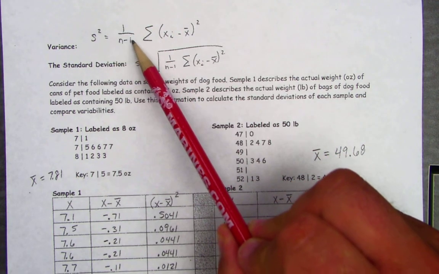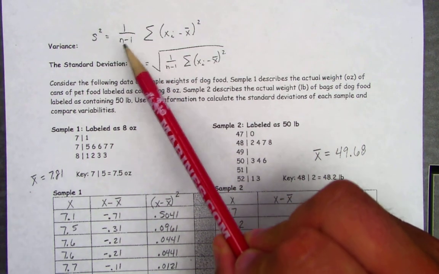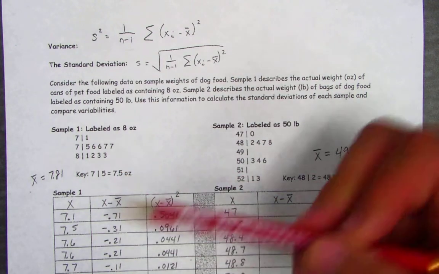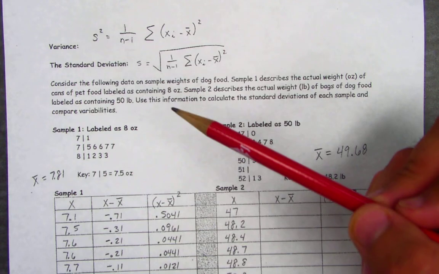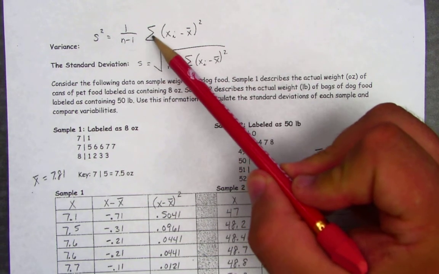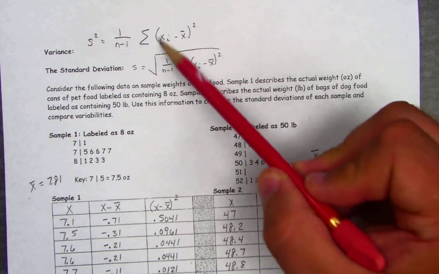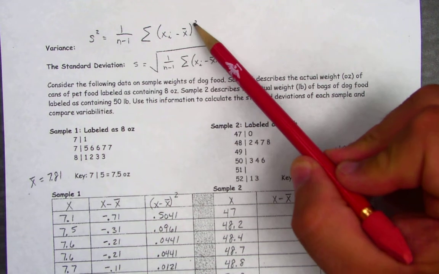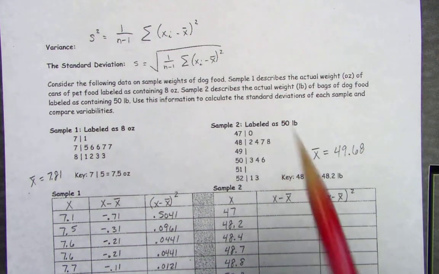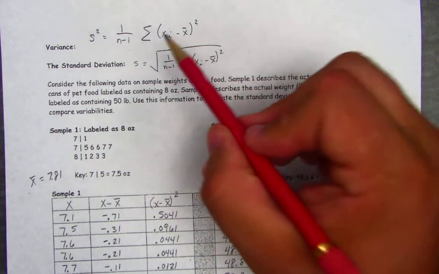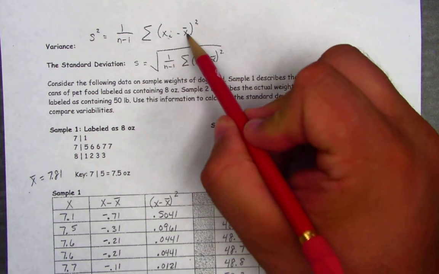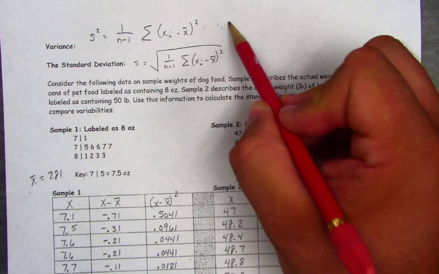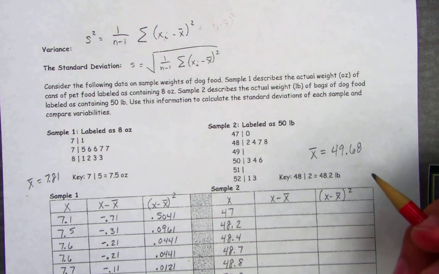1 over n minus 1 just means 1 over 1 less than the number of observations. So if there were 20 things in the sample, this would be 1 over 19. This sigma, remember, means to sum up all of this. So we're going to take each observation minus the mean and square it, and then add up each one of those for each separate observation. So each observation goes here, the mean goes here, you square it, plus another observation minus the mean squared until you have all of them in there.